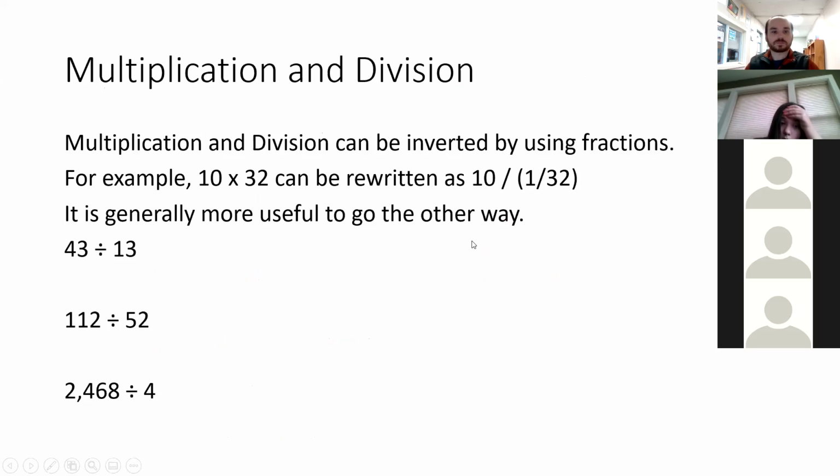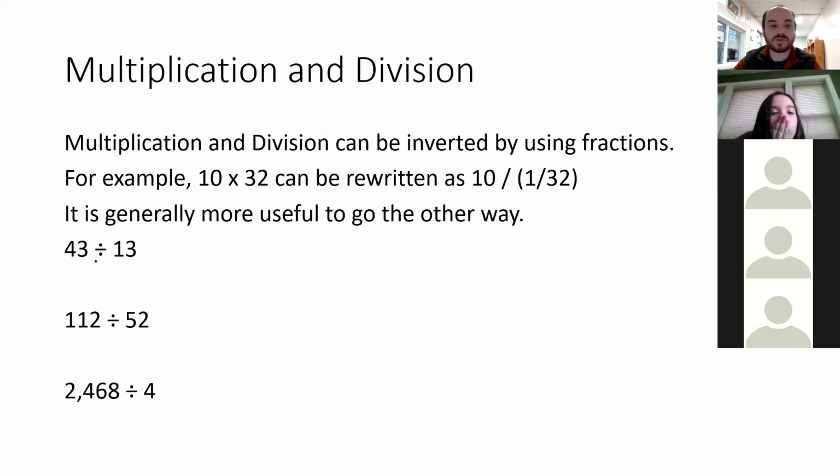All right. The next thing I want to look at is how to switch multiplication and division. What we can do with multiplication and division is invert them using fractions. So for example, 10 times 32, we can rewrite as 10 divided by the fraction 1 over 32. Generally speaking, though, it's a lot more useful to go the other way. So the only ones we're going to look at as examples are going this way.